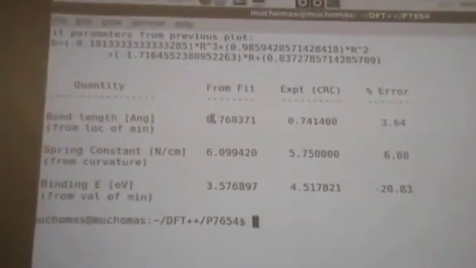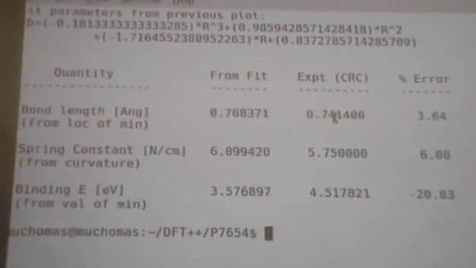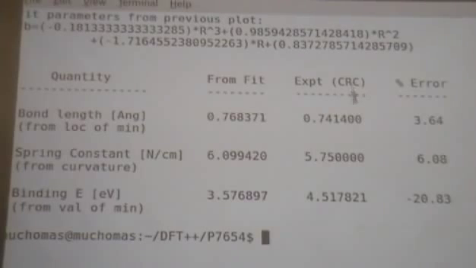So here's the bond length. As I said, it was about 0.7 angstroms. It actually was 0.768. There's the experimental value right out of the CRC handbook, and the error is about 4%. The spring constant, which controls the vibrational frequency, is off by about 6%. When you take the square root to get the frequency, that'll be off by 3%. It's pretty good, I think. And the binding energy I said was a little more than 3 volts. That's off. Those are usually worse. But you can actually do hydrogen on the next assignment. I think that's pretty good.